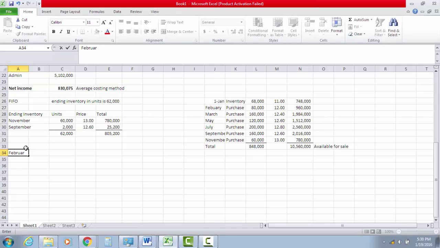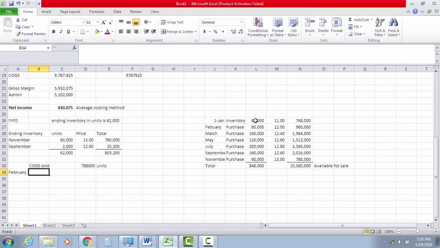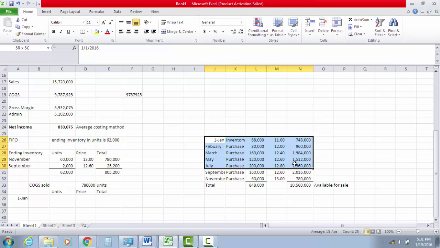So February, and basically what you look at is cost of goods sold. You sold 786,000 units. And then here, we're going to break out what units you sold. So we're going to do January 1, your items. Format my spreadsheet a little. So you sold all of your January items. And let's see what the remaining ones you sold.